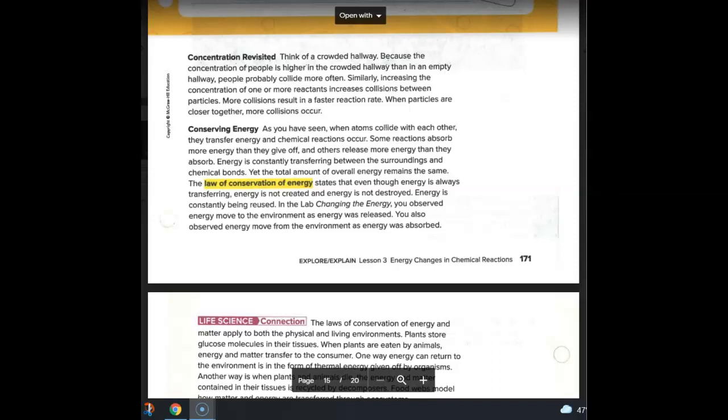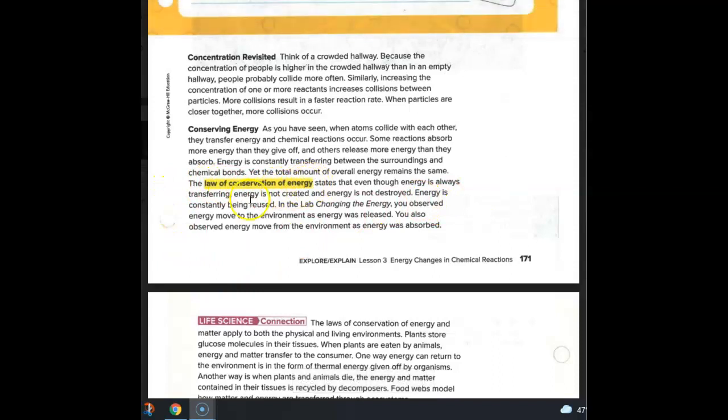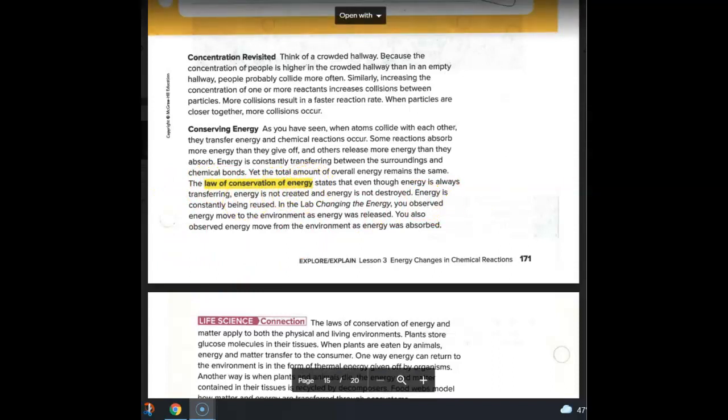In the lab, changing the energy, you observed energy move to the environment as energy was released. You also observed energy move from the environment as energy was absorbed. So the law of conservation of energy is very similar to the law of conservation of mass in that energy is not destroyed, it just changes from one form to another.